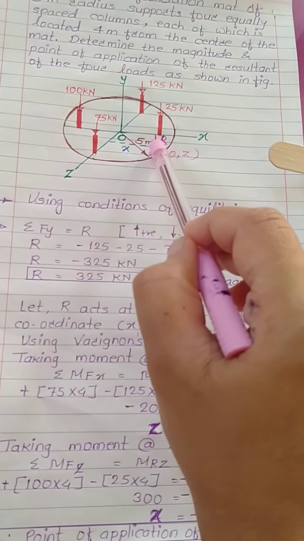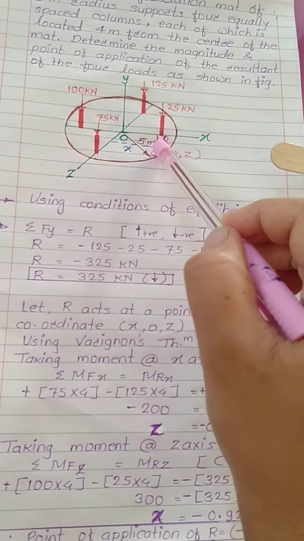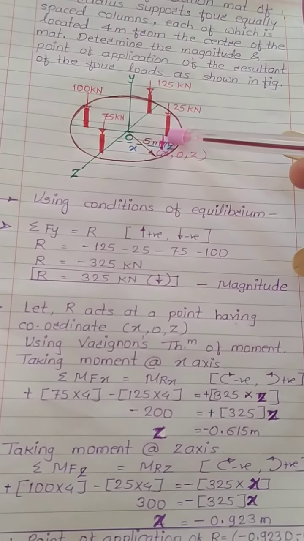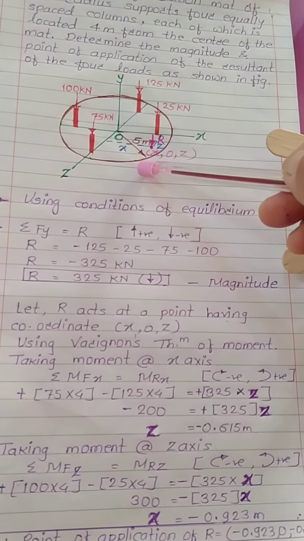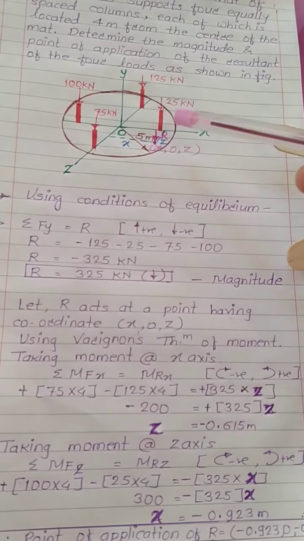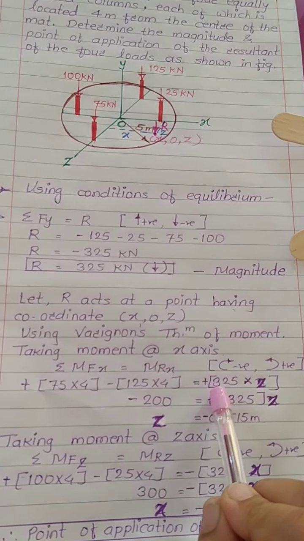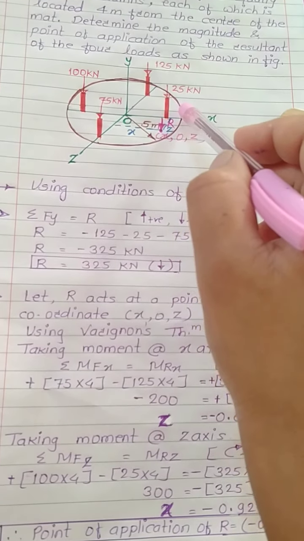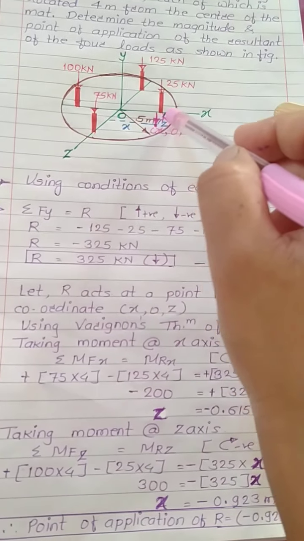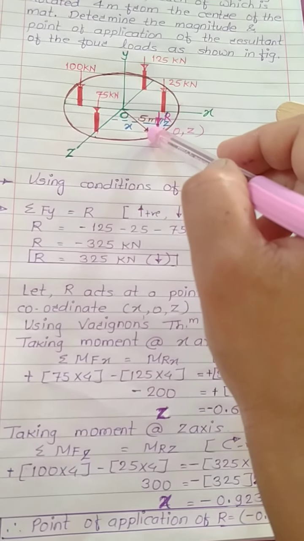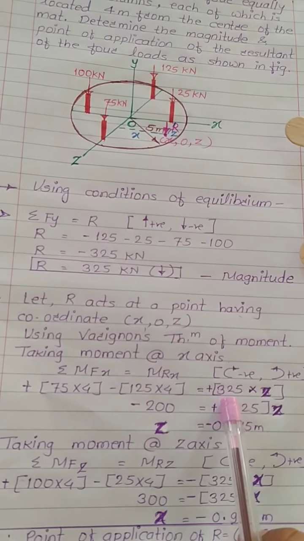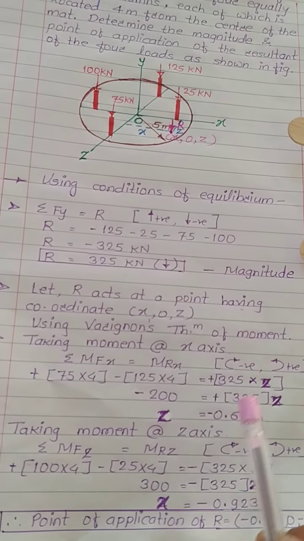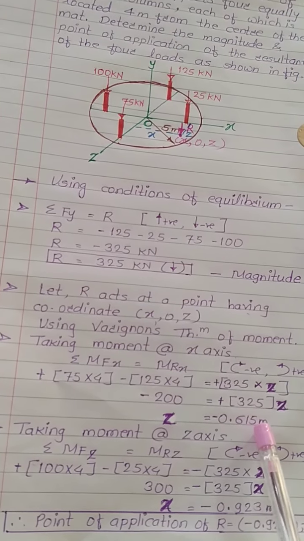Now consider this resultant. Again, will this resultant rotate clockwise or anti-clockwise about x axis? This is on the left side of x axis. So it will create anti-clockwise moment about this x axis, and its distance from x axis is z. In this direction the distance of resultant with respect to x axis will be z. So its moment will be plus 325 into z. Okay, so if you solve this, your z will come minus 0.615 meter.